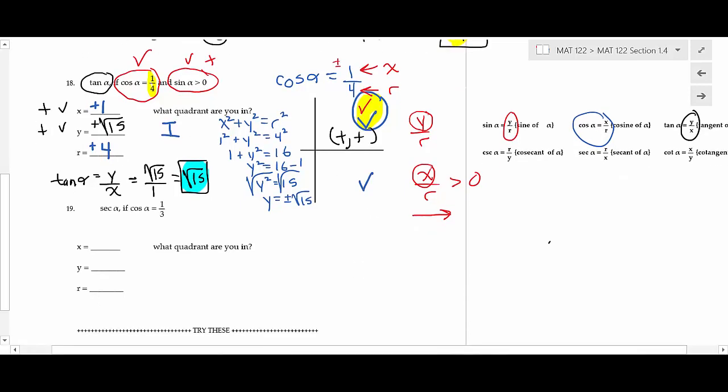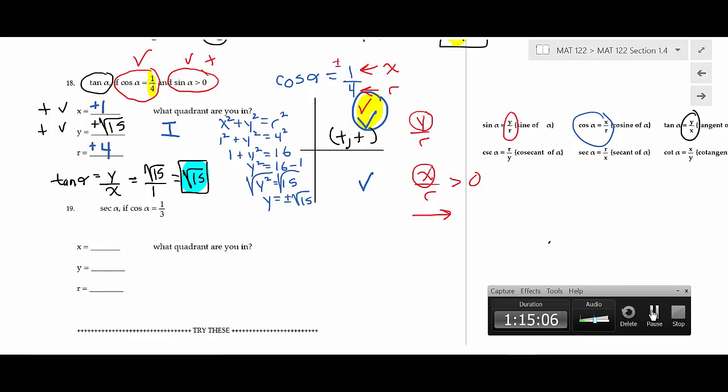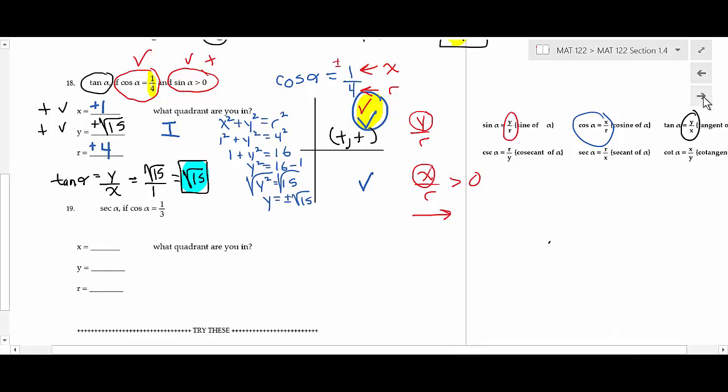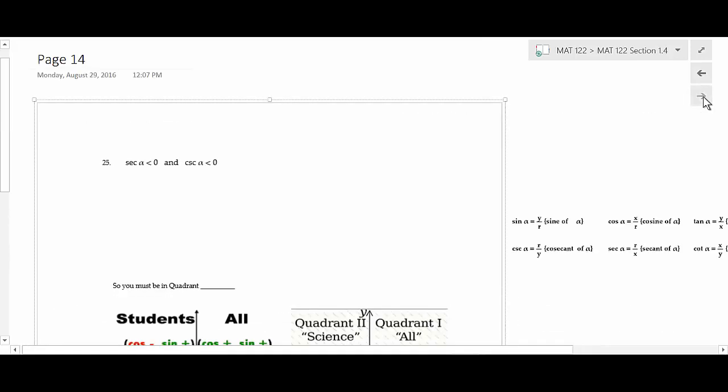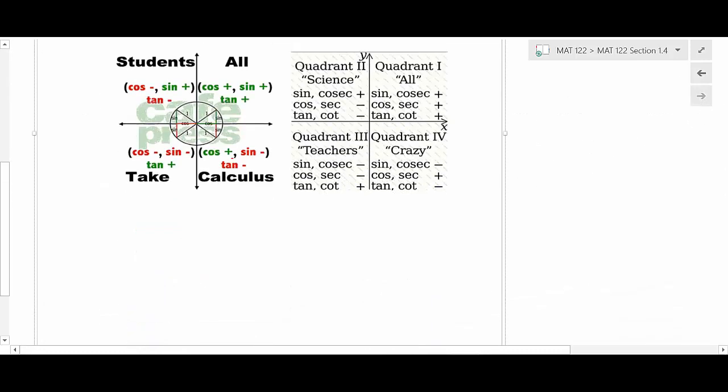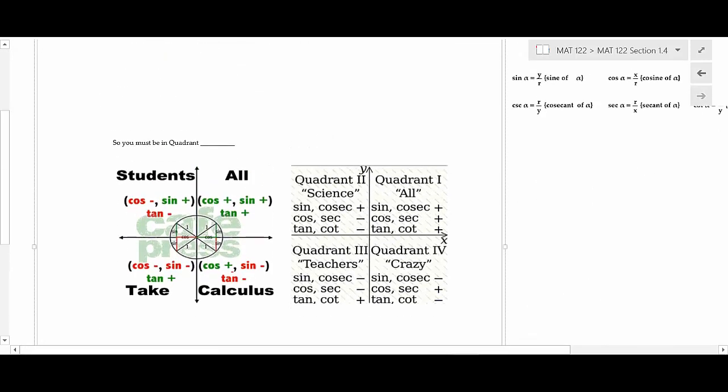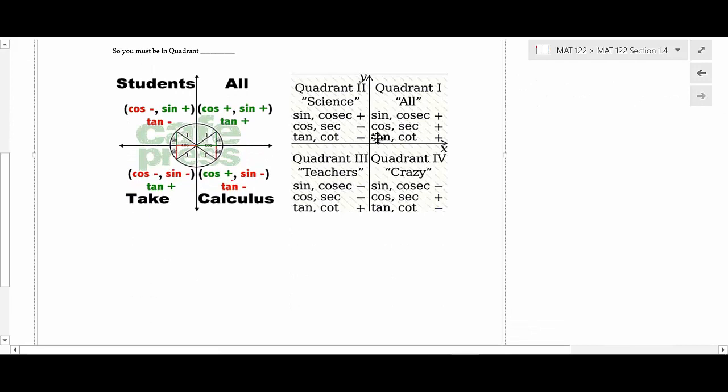So the next thing I'm going to do is go through number 19. Before I do that, though, I think it would be wise for me to go to the last page of your handout and show you a little bit more in detail how you can figure out where the trig functions are positive and negative. Let's go all the way to the last page, and I've given you a couple of things to help you remember where things are positive.